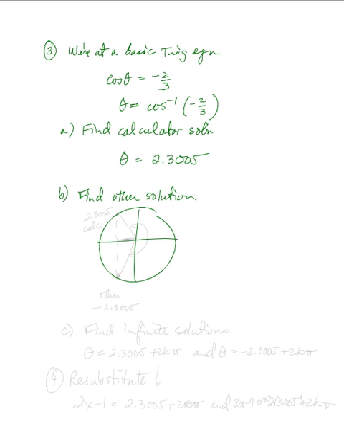When you go to find your other solution, remember you're really looking for where the calculator gave you that first angle where the x coordinate is negative 2/3, so that's maybe over here. And so that's 2.3005. That's your calculator solution. Now you got to find the other solution over here. If this was the calculator solution, this is going to be your other solution. So it's negative 2.3005. And so now infinite solutions.